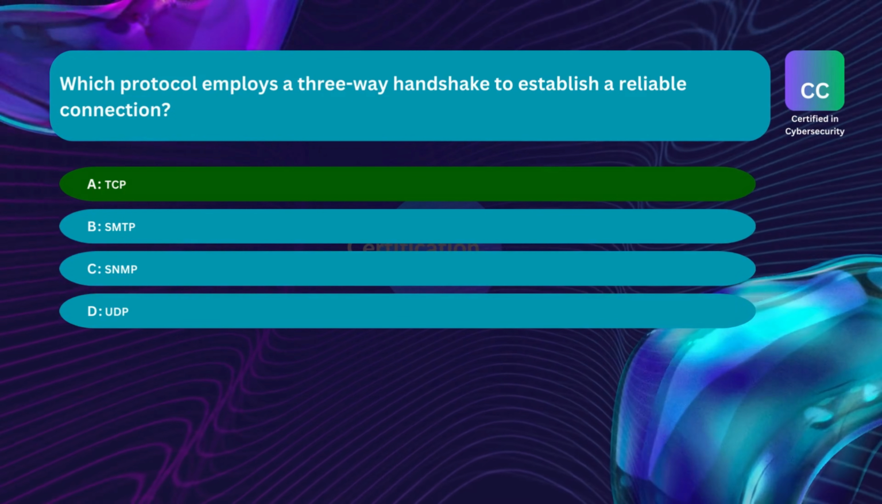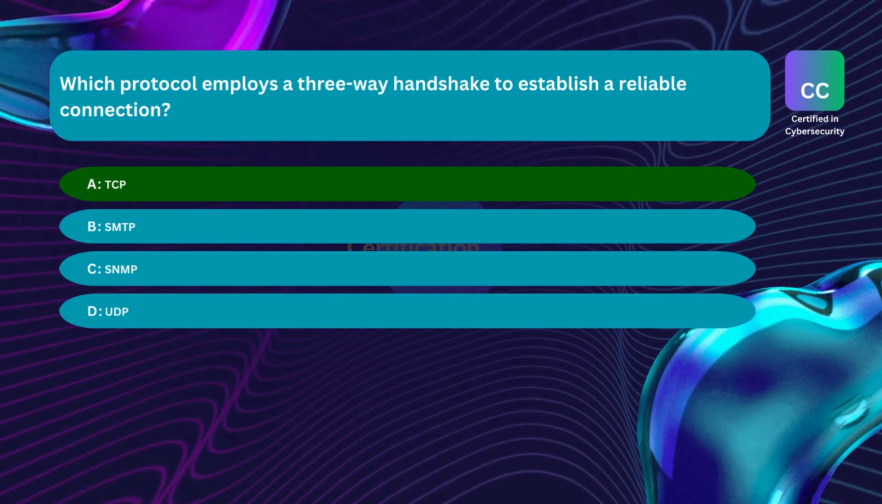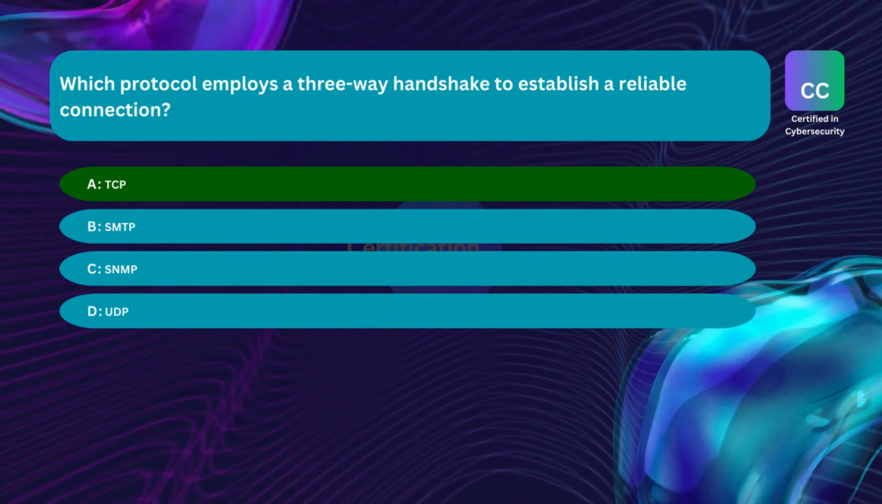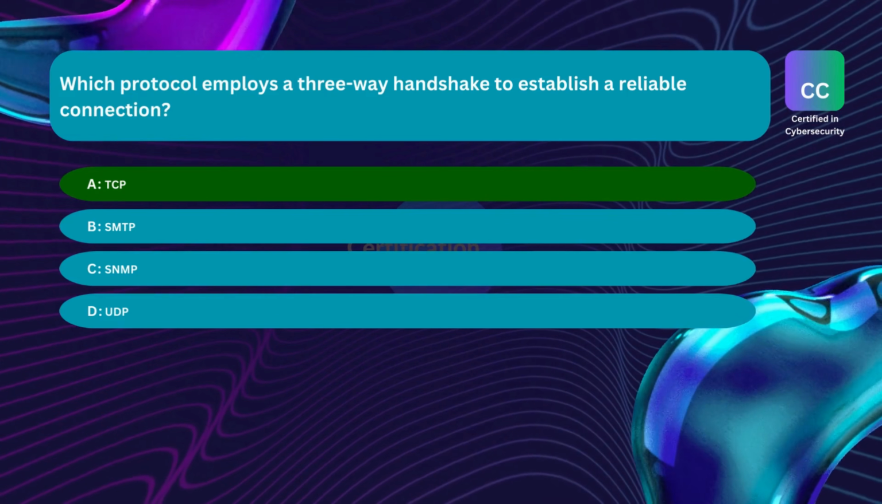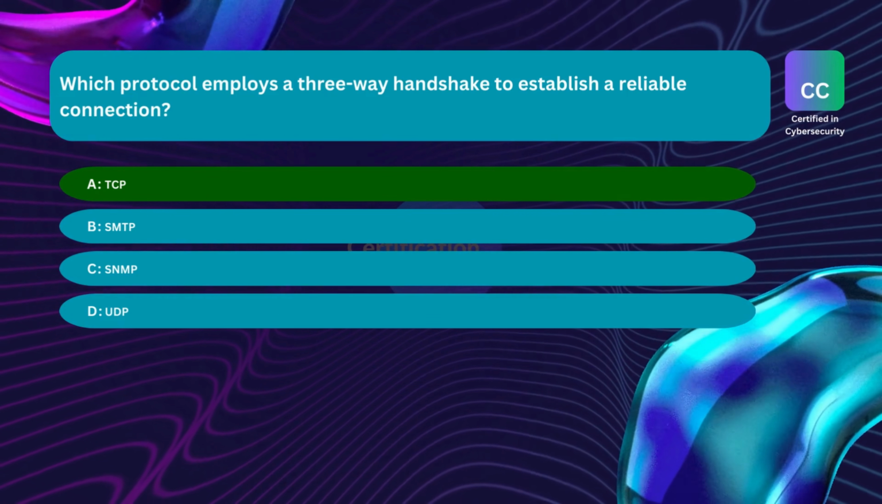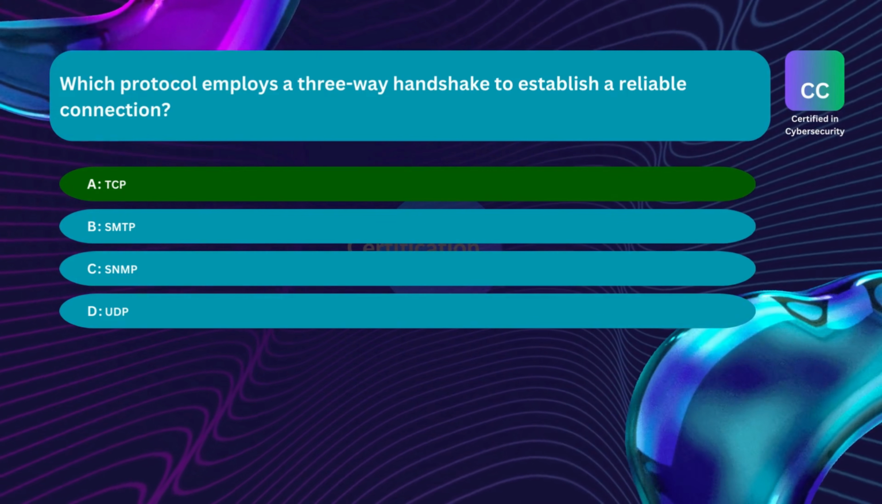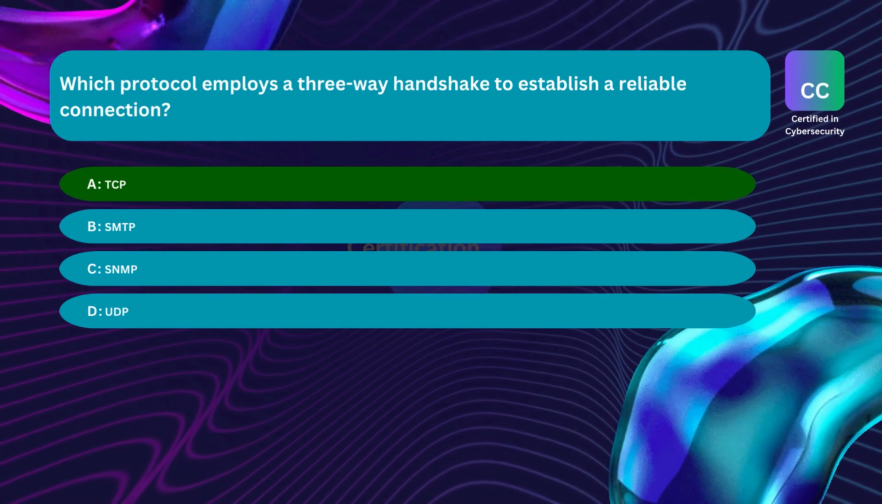TCP uses a three-way handshake to establish a reliable connection by exchanging 3 packets with the SYN, SYN/ACK, and ACK flags. SMTP uses a two-way handshake. Neither UDP nor SNMP require a handshake phase.